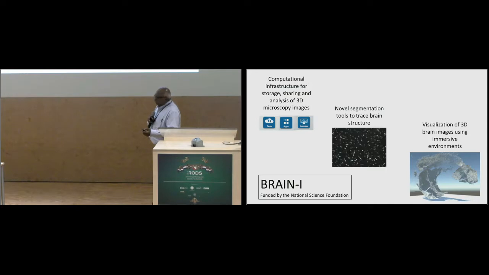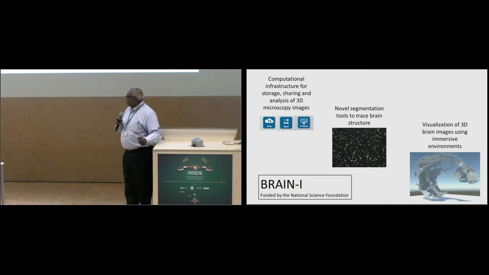Okay. So the BRAINY project, as we call it, which stands for Brain Infrastructure, is currently funded by the National Science Foundation. And it's the creation of a computational infrastructure for storage, sharing, and analysis of such 3D images, in particular, the CLARITY cleared light sheet images. Then be able to actually trace the neuronal structures using novel image processing algorithms, and then finally to be able to visualize this in 3 dimensions. So that's the sequence of what you want to accomplish.